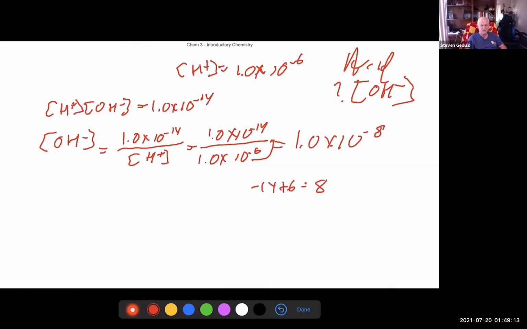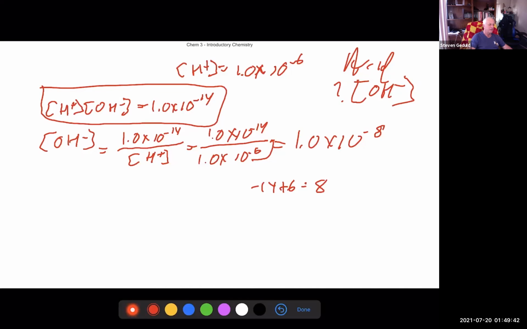Does that make sense? I know it's the math part. But all you remember is this right here. H plus and OH minus are always going to equal 10 to the minus 14 for water, for any acid dissolved in water. So that's one of your formulas. So let's do one more, just to make sure you guys understand it.